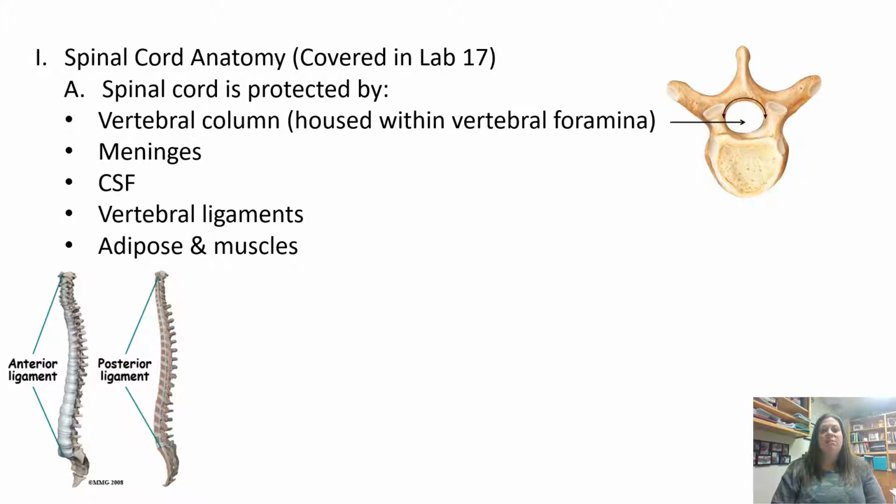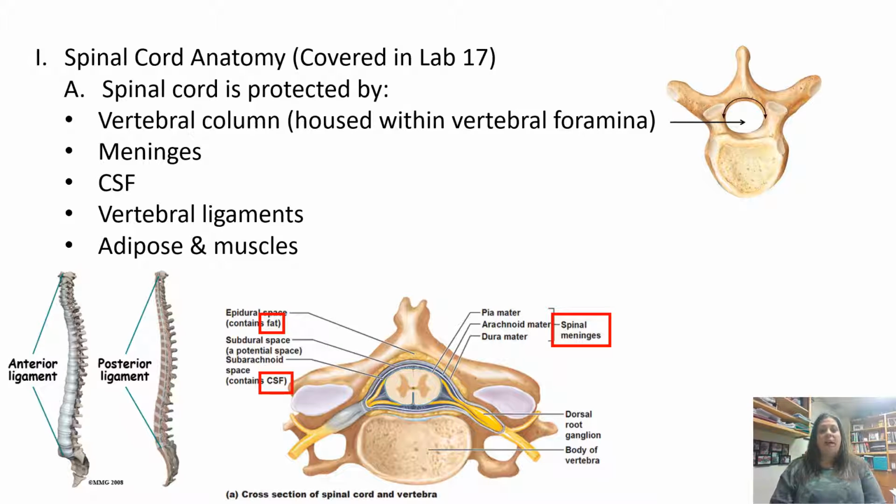So guys, when we look at the spinal cord, this is actually covered in Lab 17 in your lab book. The spinal cord is protected by the vertebral column, of course, and it's housed in what we call the vertebral foramina. Remember that hole that runs through the vertebral column in order for the spinal cord to travel. We also see that the spinal cord is going to be protected by meninges, cerebral spinal fluid, the vertebral ligaments, and also some adipose and muscle tissue.